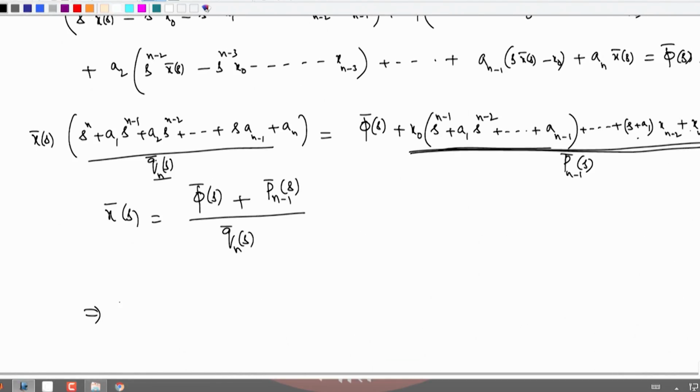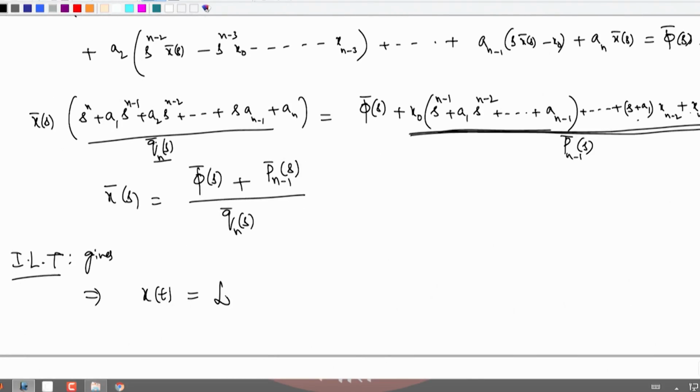Taking the inverse Laplace transform gives x of t as your solution, because you have already used all the initial conditions. You have x of t as the Laplace inversion of phi bar of s times 1 by q n bar of s. You can get it by writing 1 by q bar of s as partial fractions, or by the general method of finding Laplace inversion.